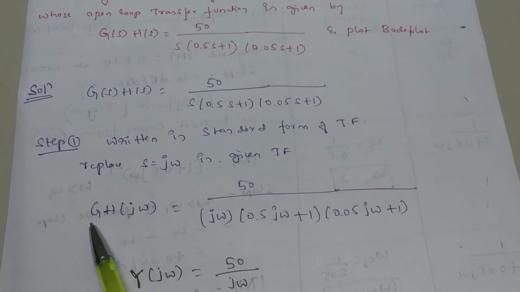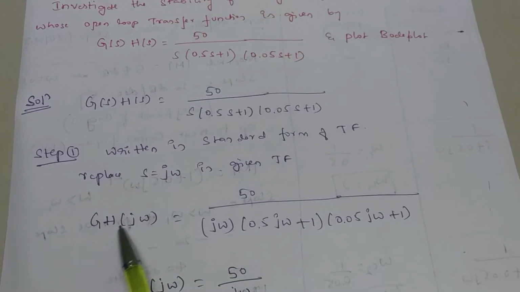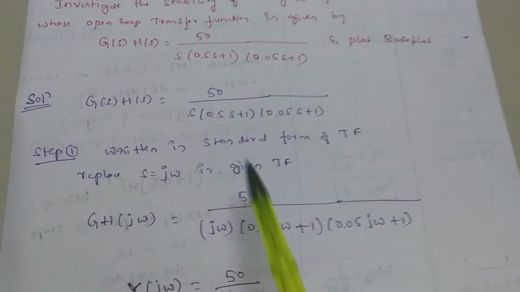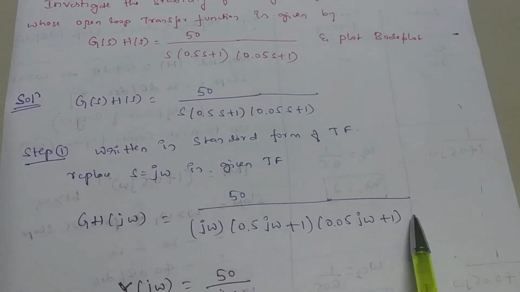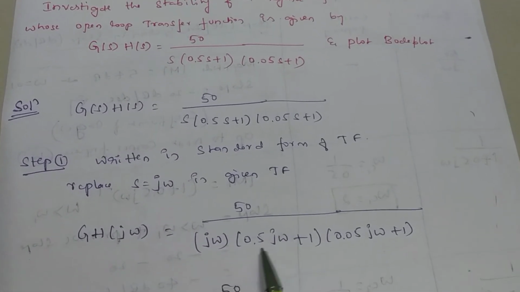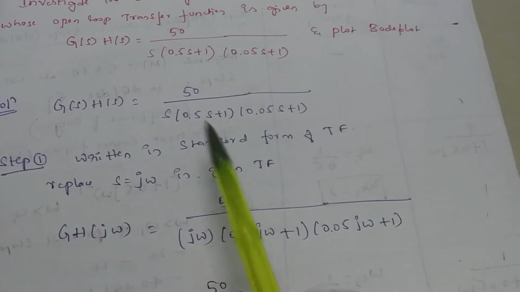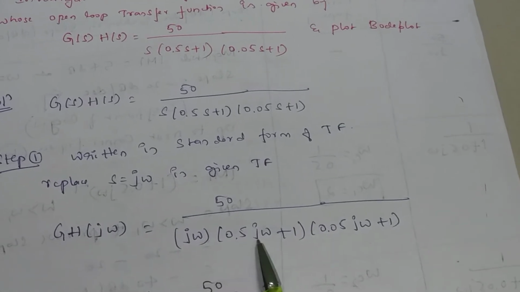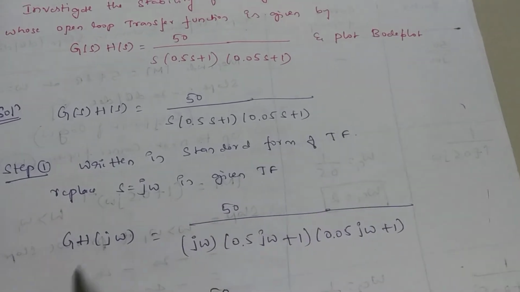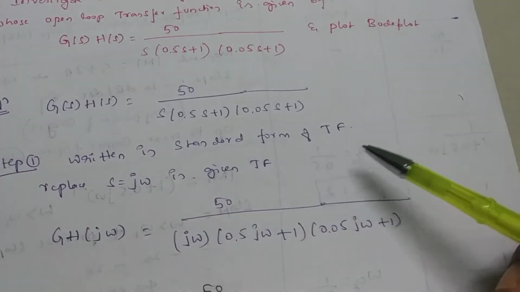So G(j omega)H(j omega) equal to 50 divided by j omega. The numerator part is constant, so we have written it as it is, 50, and s is replaced by j omega: j omega into (0.5 j omega + 1) into (0.05 j omega + 1). So the first step is replacing s equal to j omega in the given transfer function.